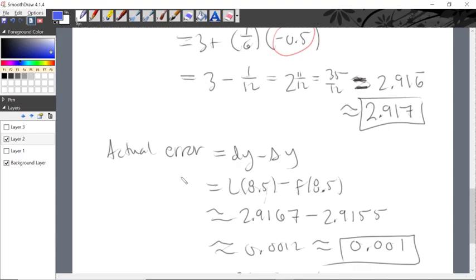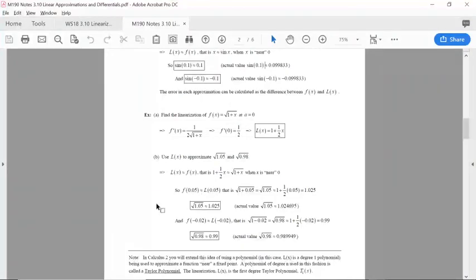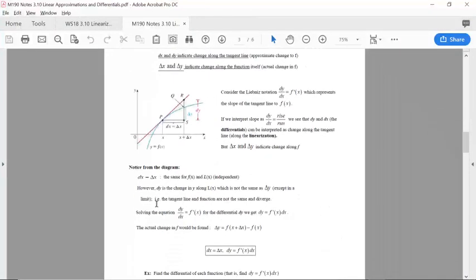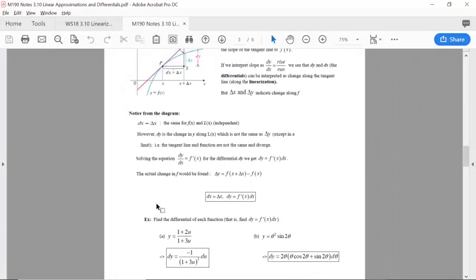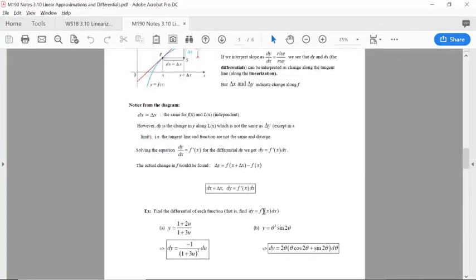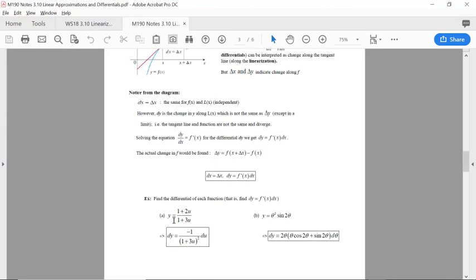Okay, so now let's take a further look into differentials. We said that the differential dy is equal to f prime of x dx. Recall that dy over dx equals f prime of x, when the derivative exists. So, find the differential for each function. A little bit of practice on finding a differential.